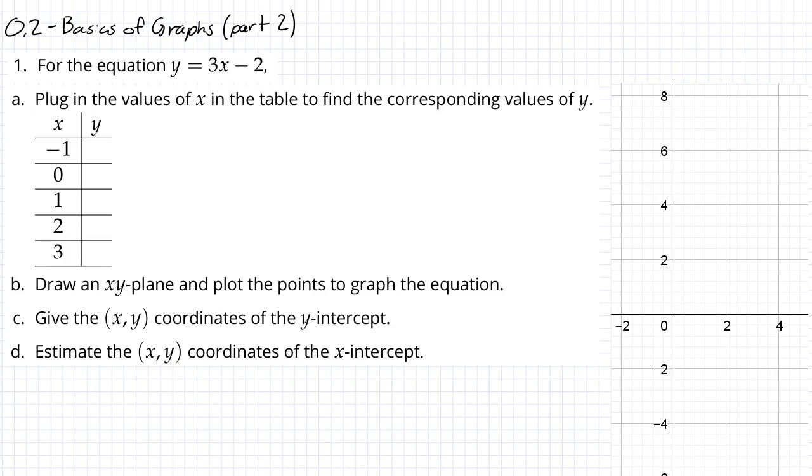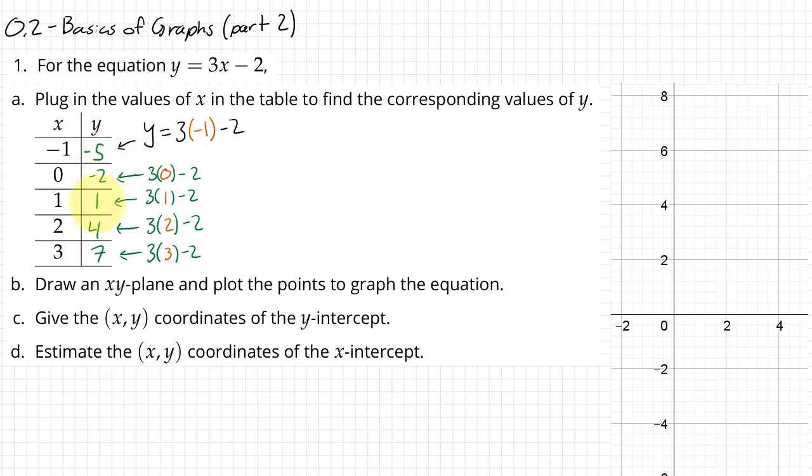So let's see. We've got this equation, y = 3x - 2, for this one. We're going to plug in the values of x into it to get the corresponding values of y. For x equals -1, that just means we're going to find this value of y, that y is going to be 3 times -1 minus 2, which gives you -3 minus 2, which is -5. And we're going to do this with the rest of them too. So you should get these answers: -5, -2, 1, 4, 7.